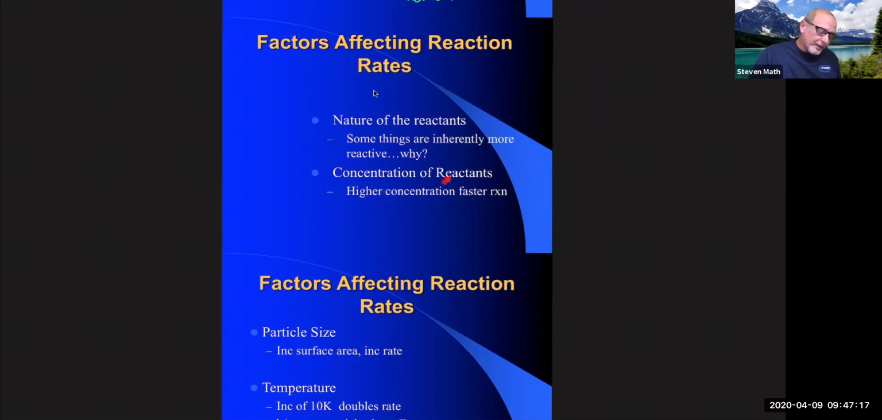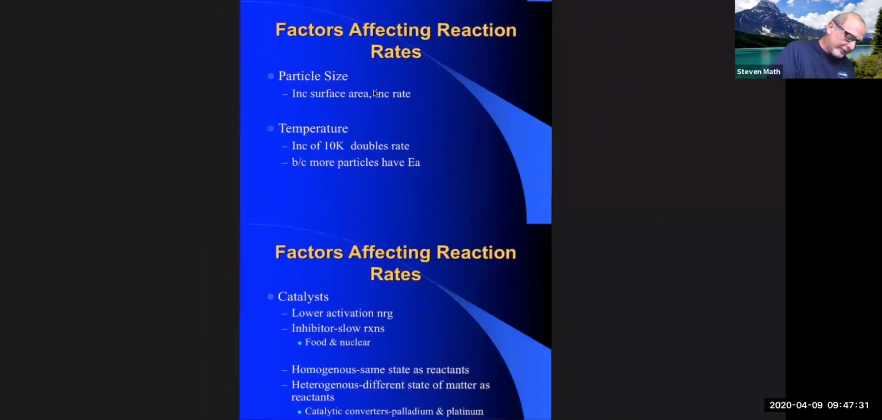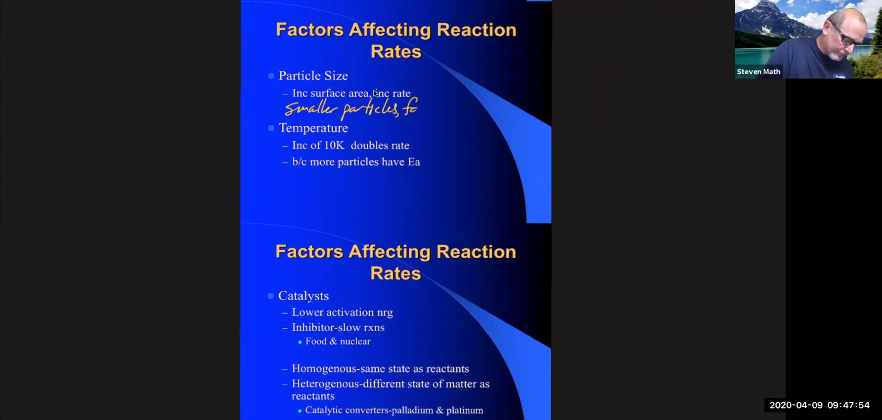We can also talk about the concentration. The higher the concentration, usually the faster the reaction goes. If we put more stuff, we get a faster rate. Other things that affect the rate of the reaction here is particle size. If we want things to go faster, we need to increase the surface area. That's what we're talking about right here. Smaller particles react faster. The faster reaction rate.